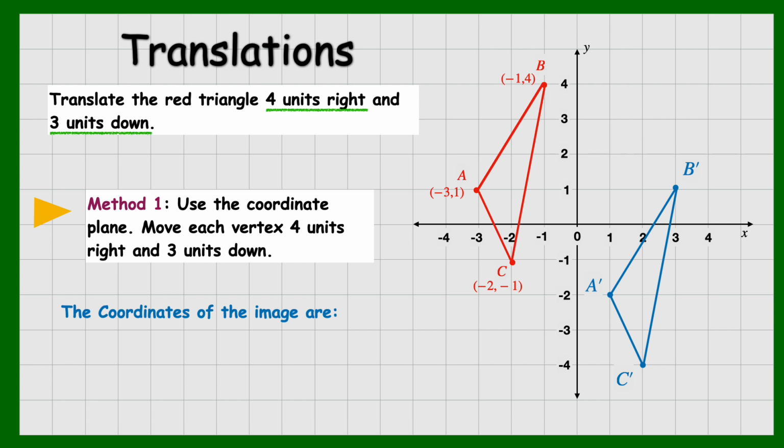And now we have the new image of our translated triangle, and we need to find the coordinates for each vertex. Let's start with A prime. I see the x-coordinate is positive 1 and the y-coordinate is negative 2. For point B prime, the x-coordinate is positive 3 and the y is positive 1. The last vertex at point C prime, the x is positive 2 and the y is negative 4.